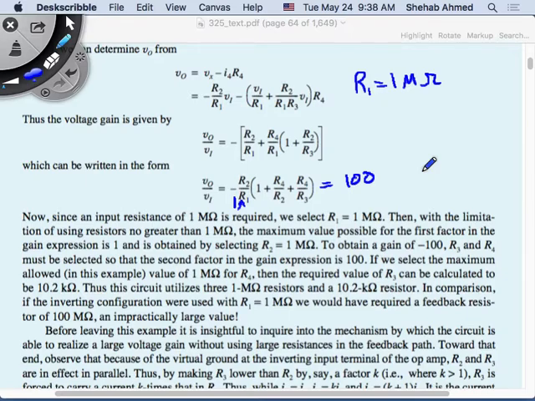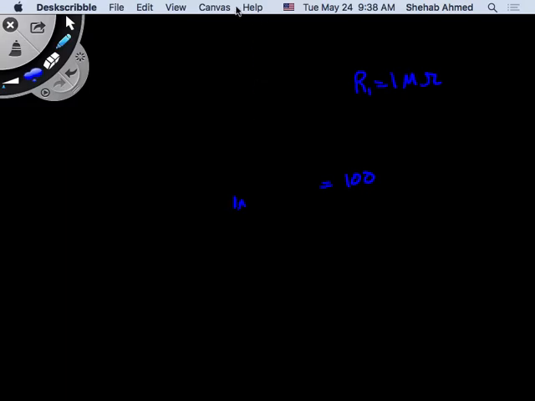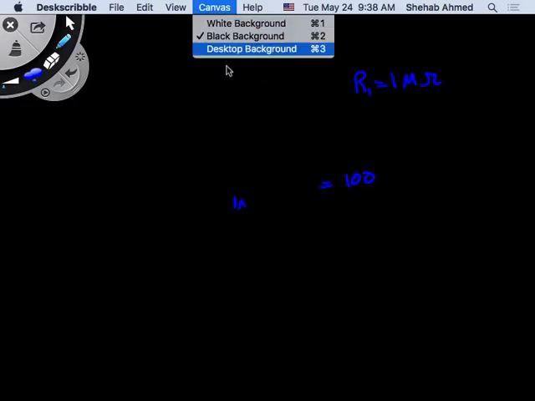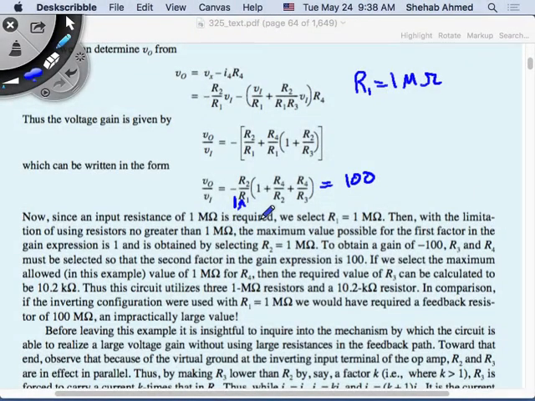You need to assign values. If I choose R2, the biggest I have is 1 mega ohm, right? So if I choose R2 to be less than 1 mega ohm, am I going to get an increasing gain or a decreasing gain? Remember, I want a gain of 100. It's going to be less.